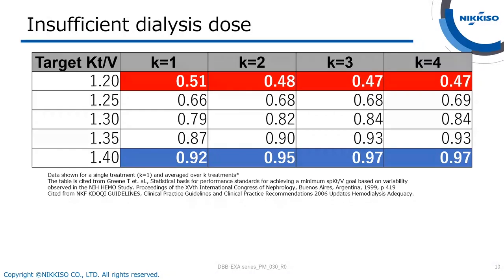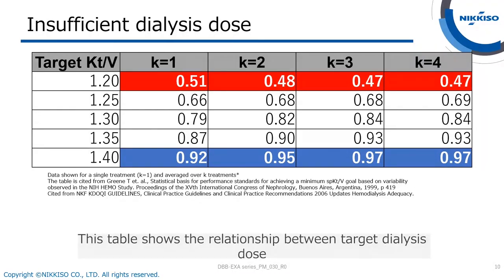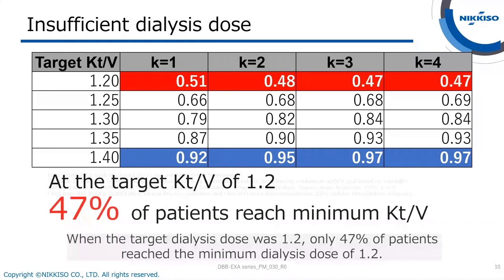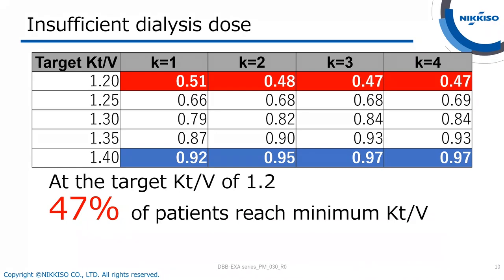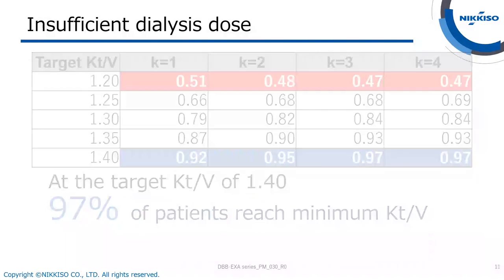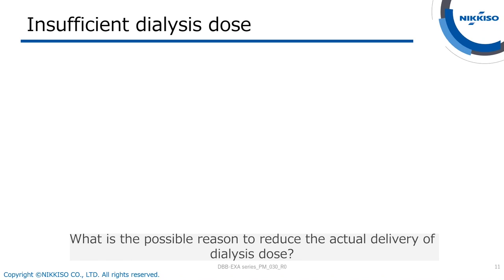Insufficient dialysis dose. This table shows the relationship between target dialysis dose and subsequently achieved dialysis dose of HEMO study patients. When the target dialysis dose was 1.2, only 47% of patients reached the minimum dialysis dose of 1.2. When the target dialysis dose was 1.4, 97% of patients reached the minimum dialysis dose of 1.2. What is the possible reason to reduce the actual delivery of dialysis dose?